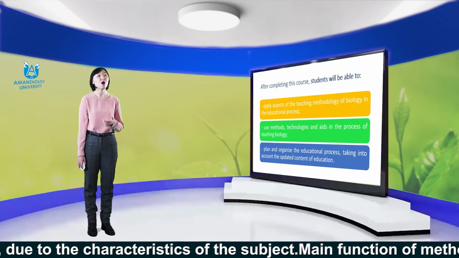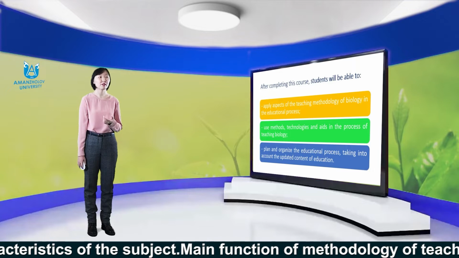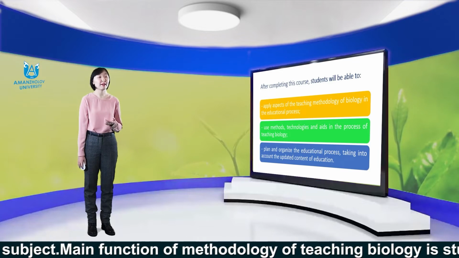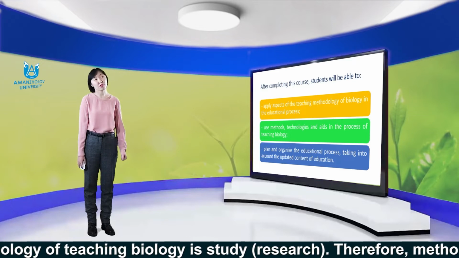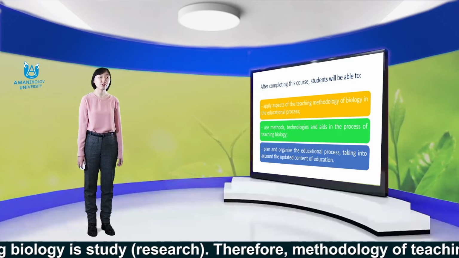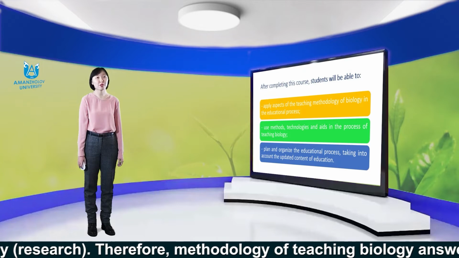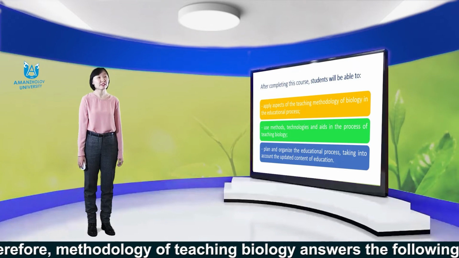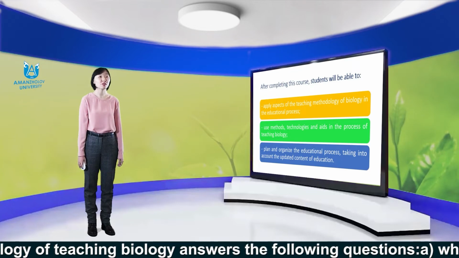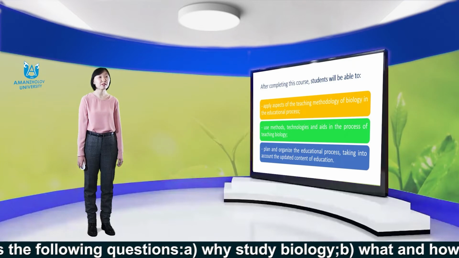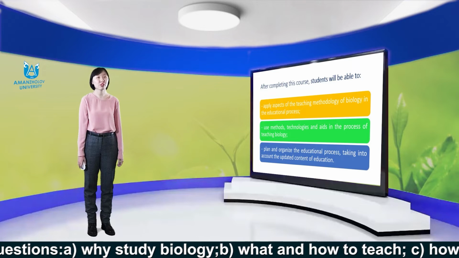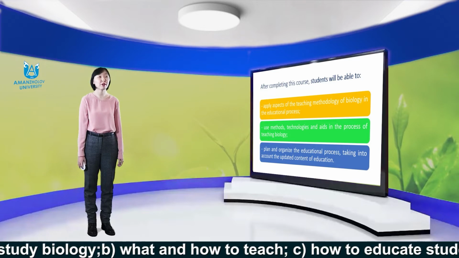First of all, why study biology? Second, when and how to teach? And last, how to educate school children using the subject biology. The object of research is the educational process in biology at school. The subject of research is the goals, objectives, and content of the educational processes, methods, means, and forms of education and development of school children in biology.